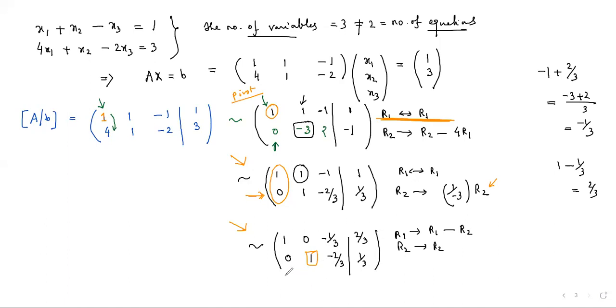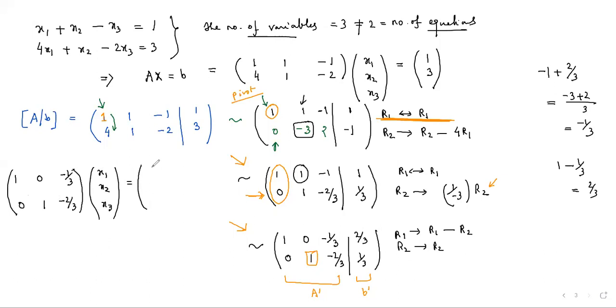Now you can call this particular matrix A prime and this particular matrix B prime. So we have got our equation. Our equation is thus becoming as follows. We have got 1 0 minus 1/3, 0 1 minus 2/3. I'm going to multiply this A prime by the column vector x1, x2, x3, and equate this outcome to the right hand side, which is 2/3 and 1/3.